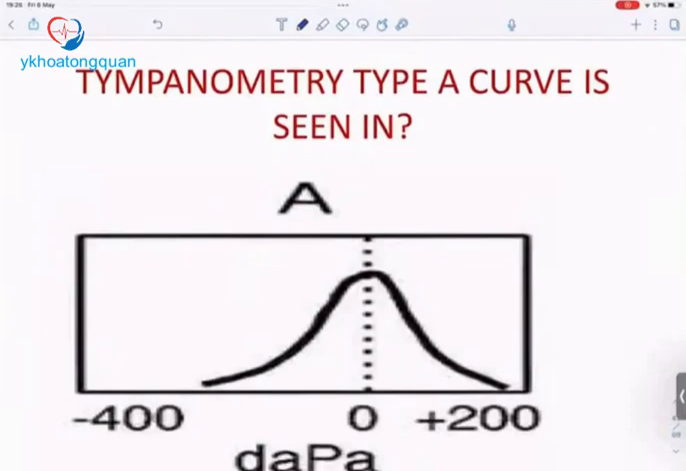Which person will show type A curve on tympanometry or tympanogram?